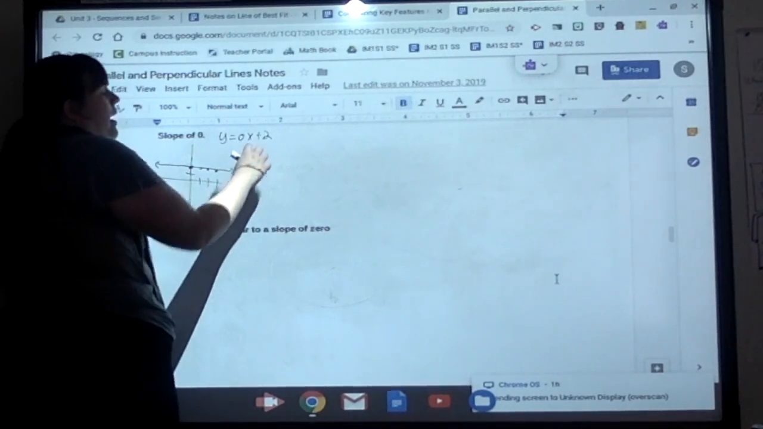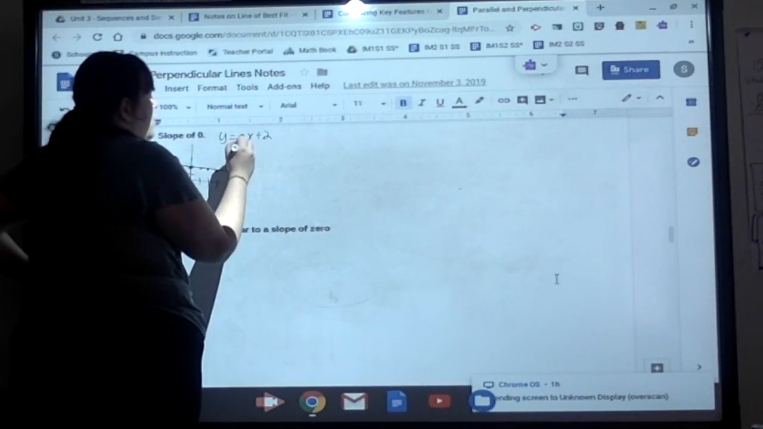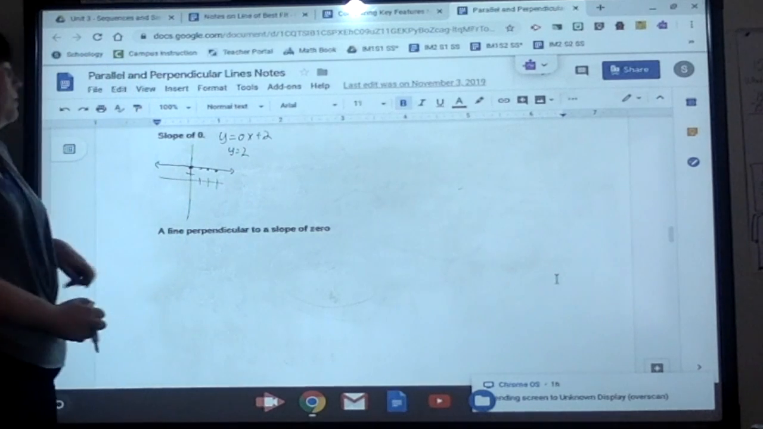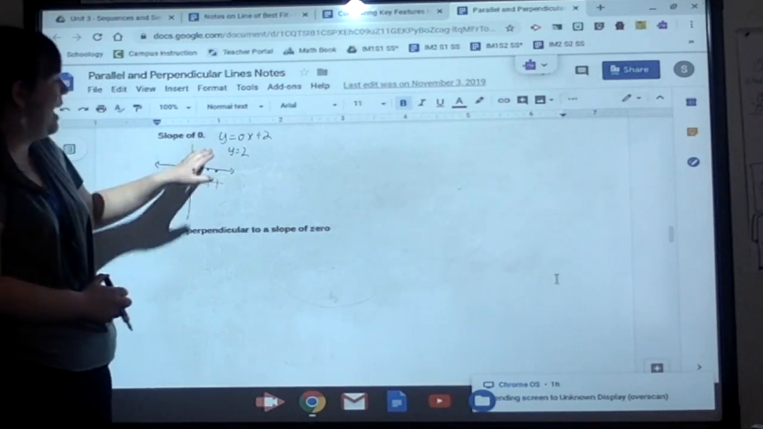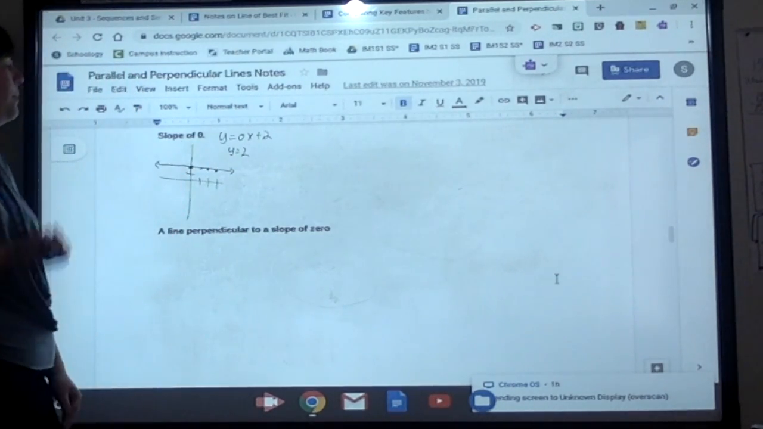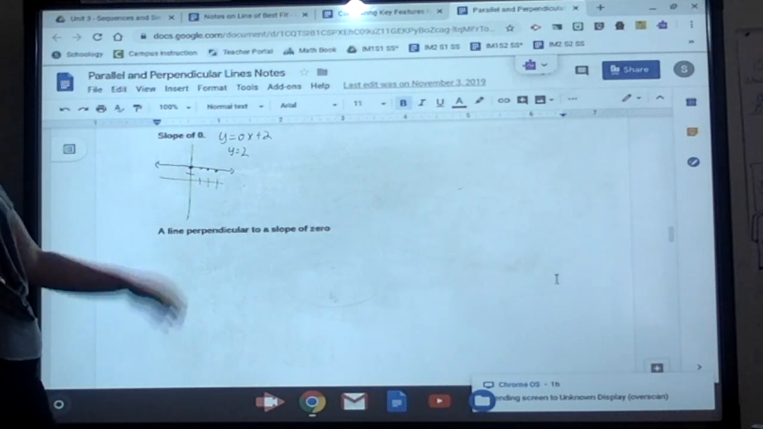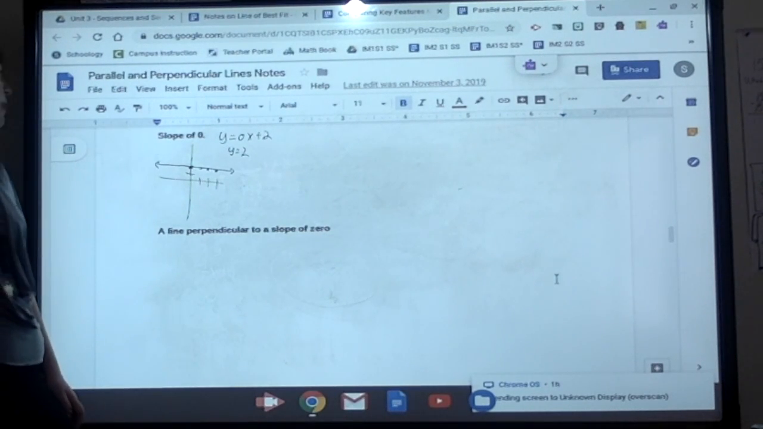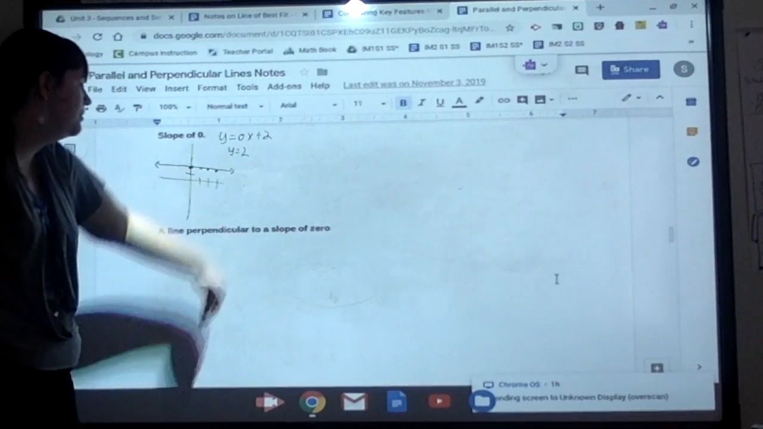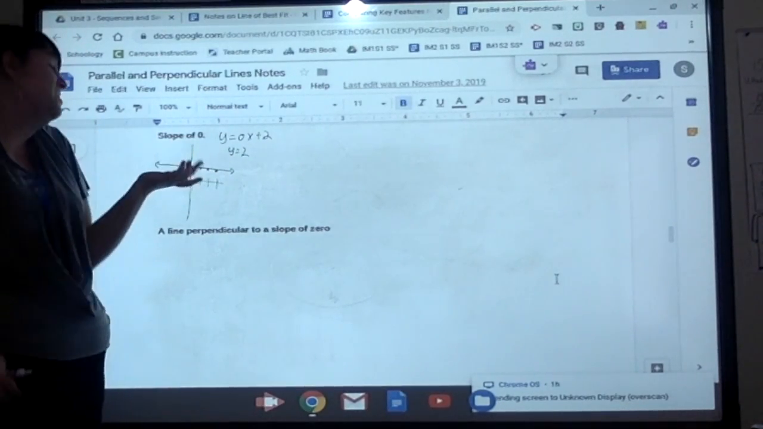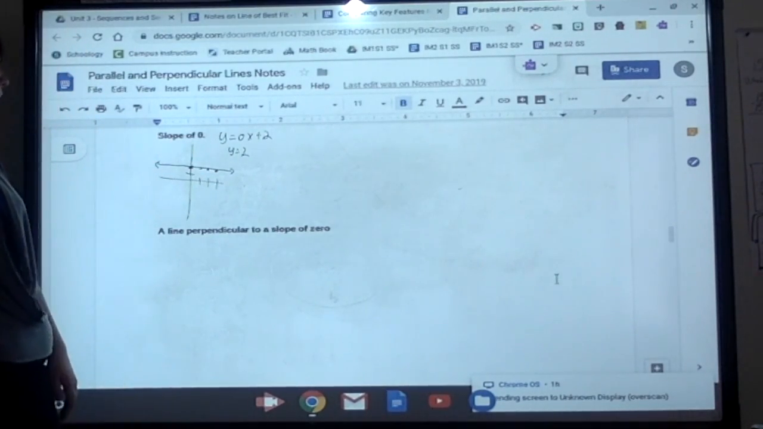So here's the thing about 0x, you don't even have to write 0x. This is just y equals 2. So this is not actually a linear equation, even though it makes a straight line, because it's a flat line, it's called a constant. Because it's constant, it's constantly 2. Y is constantly 2, the answer is constantly 2, right?